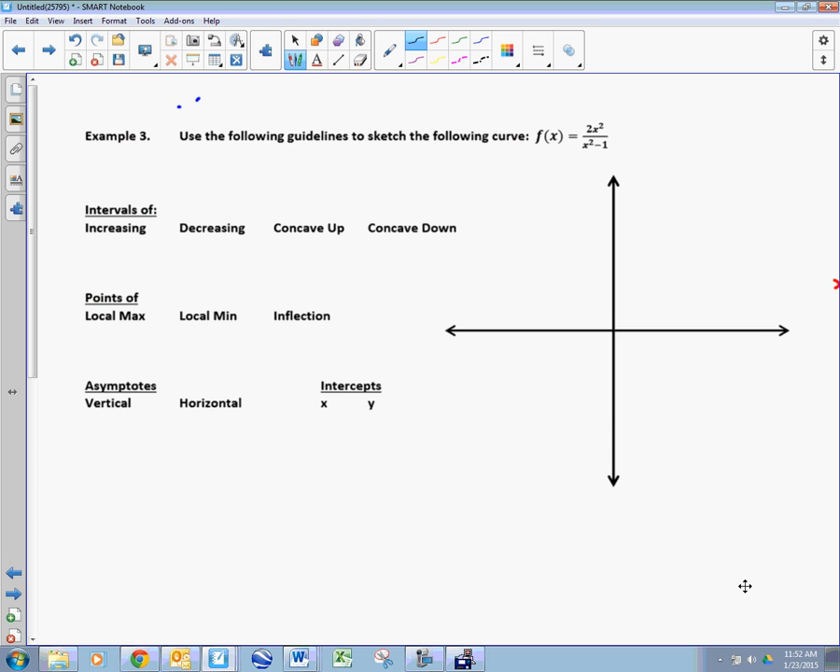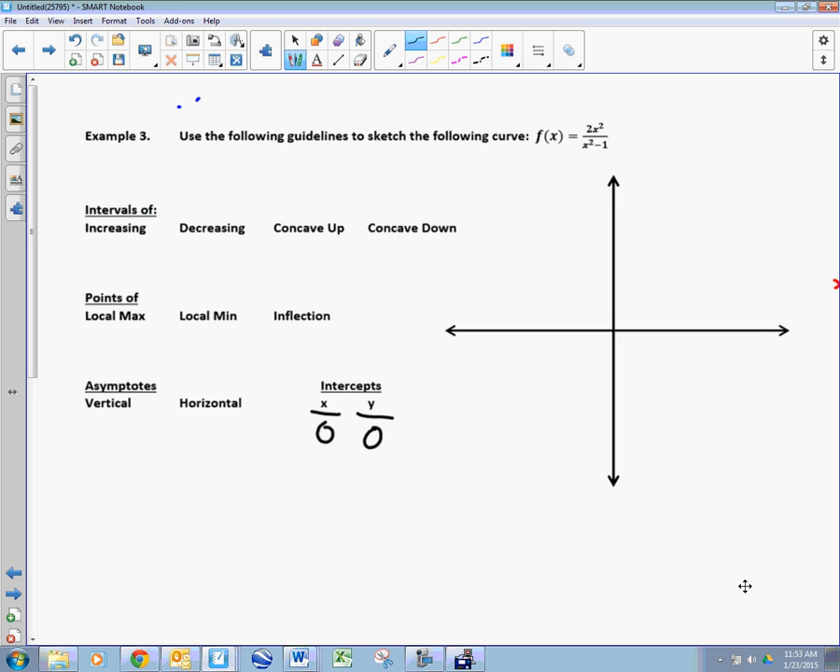Let's start with my intercepts. The x-intercept occurs when the function is equal to 0. Look at this function. Where is the top equal to 0? 0, thank you. So at x equals 0, the function is equal to 0. The y-intercept occurs when x is equal to 0. If you plug 0 in for x, you get 0 divided by negative 1. What's 0 divided by negative 1? So you have x and y-intercepts of 0 and 0, so therefore this one also goes through the origin.